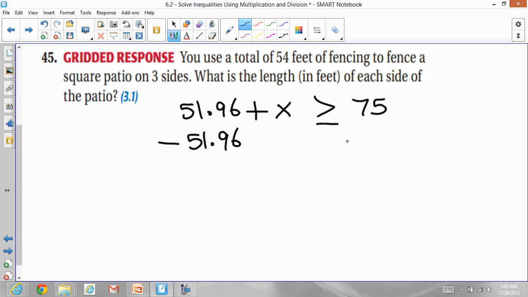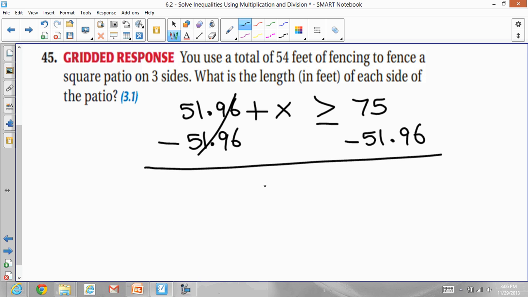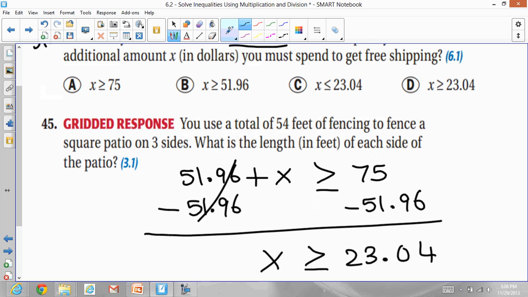So minus 51.96 on both sides. Cancel, you get X, which is greater than or equal to $23.04. Now go back and look at your answer choices. So X, the amount that you have to order has to be greater than or equal to $23.04, and D will be the correct answer. And this comes from lesson 1 of chapter 6.